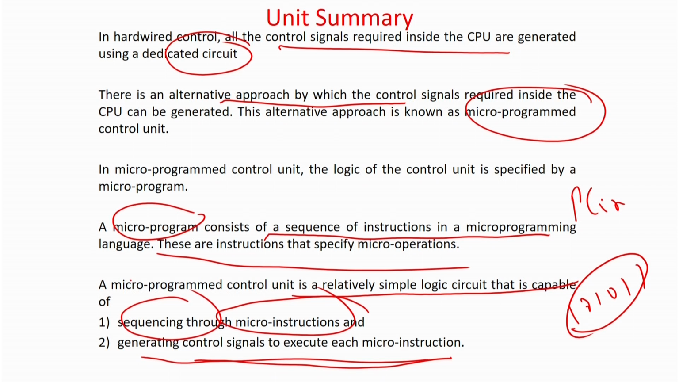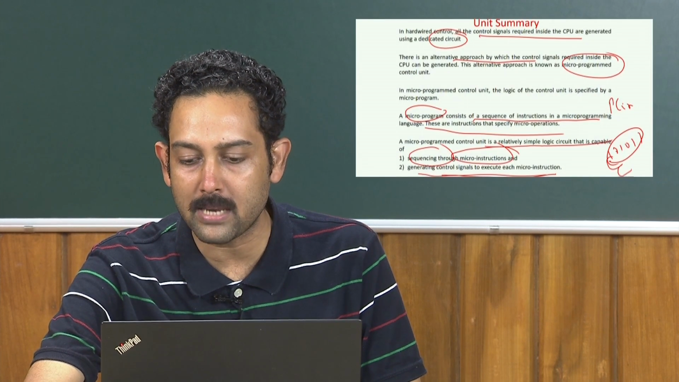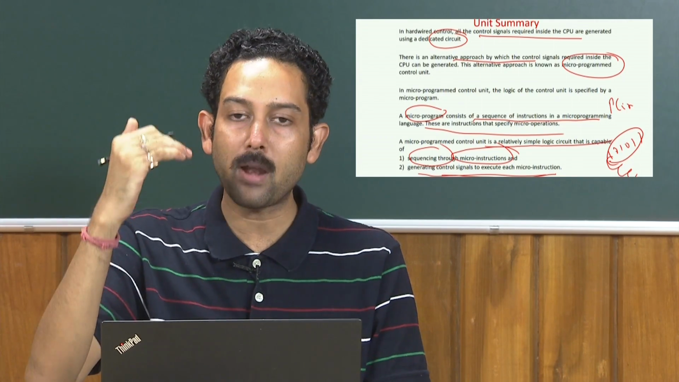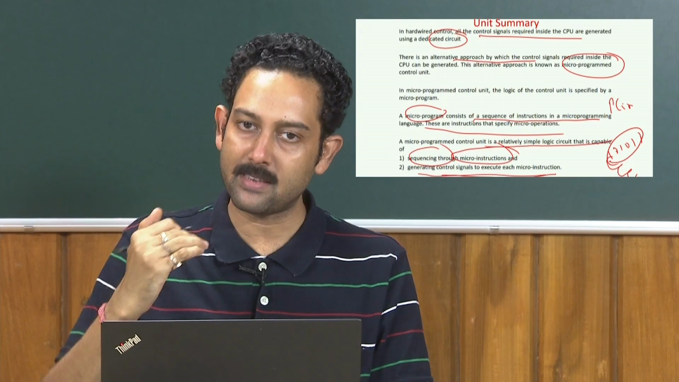Sequencing actually is slightly tricky, which is very easy in a finite state machine approach, because there you have the flow of states which can take care very easily. But in this case, unless otherwise specified, you will go from step 1 to step 2 to step 3, that is the sequential microprogram memory locations, and so forth.